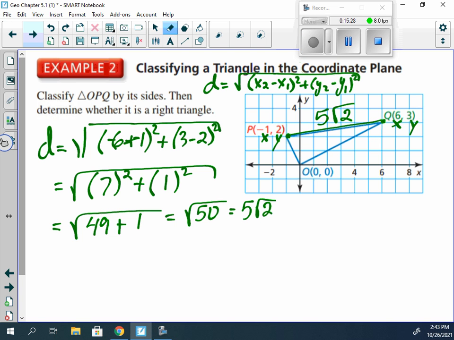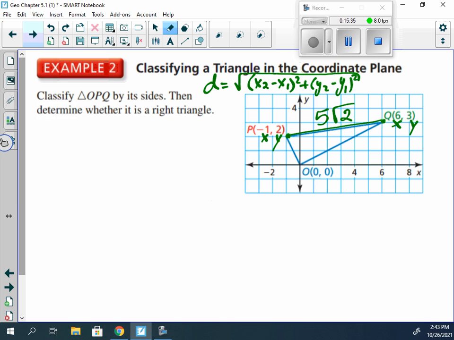Questions on this here? So we know one of the 3 sides, yes? Well, we're going to have to do this 2 more times because we need the distance for all 3 sides. Questions on this here? So the next one we can go from is P to O.